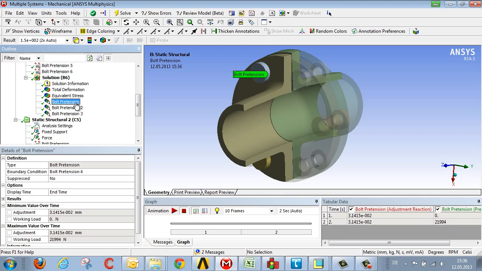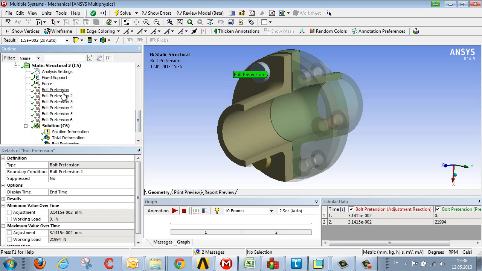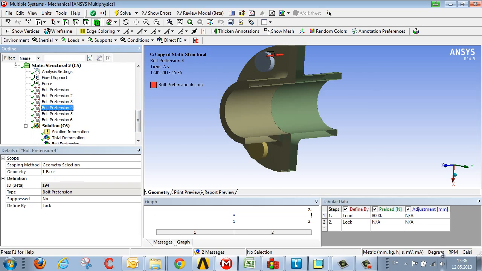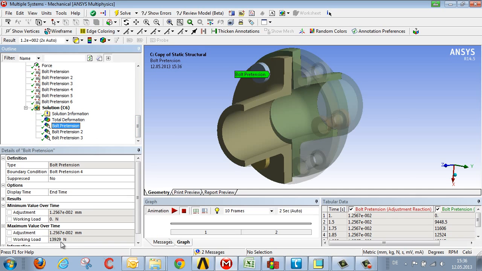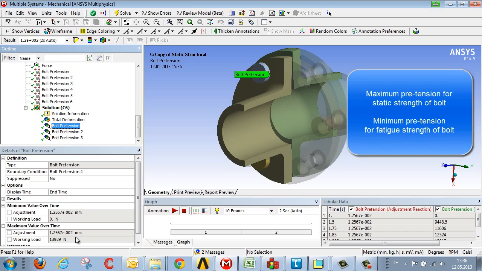Let's make the comparison again. It goes up from 20 kN to 22 kN, and from a pretension of 8 kN, the bolt force goes up to 13.9 kN, up to 14 kN. So it goes up 6 kN, and this is critical for the dynamic loading, and also with respect to the fatigue of the bolt.